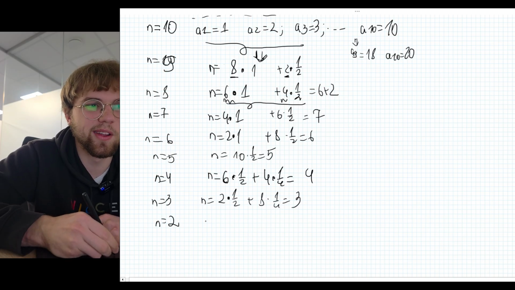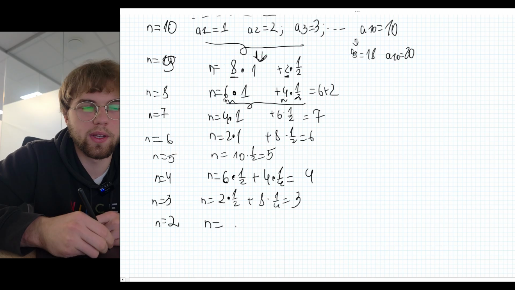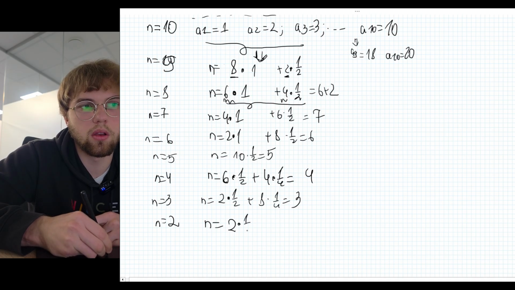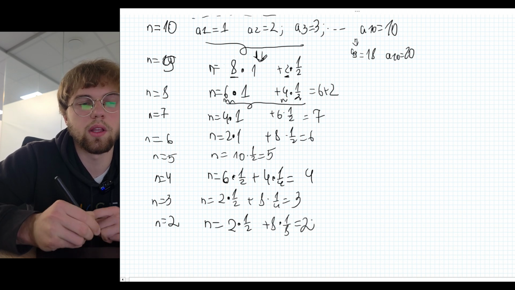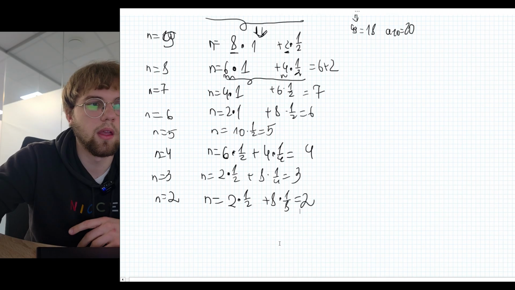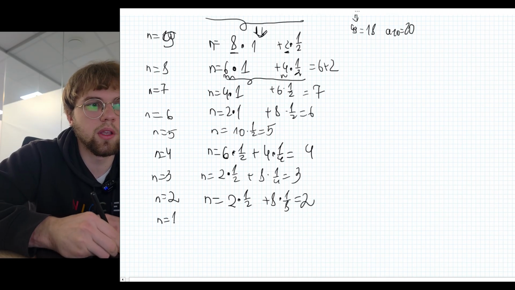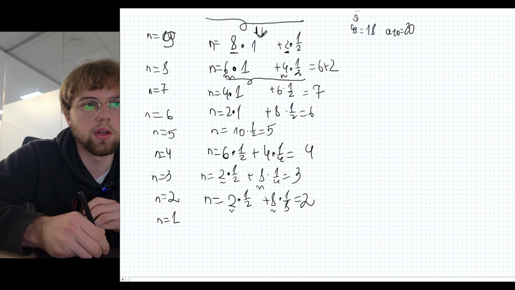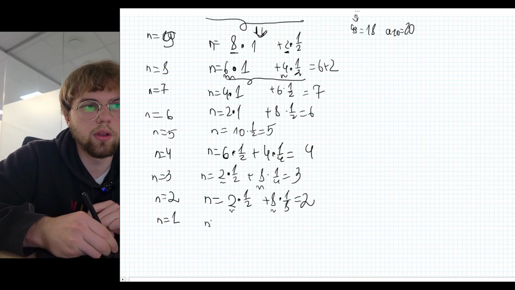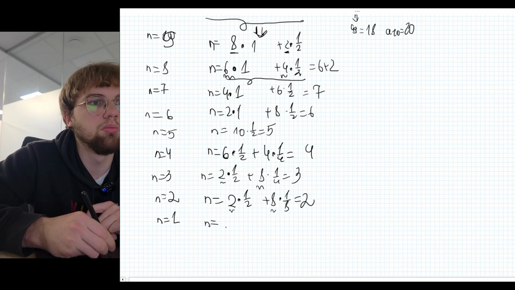n equals 2. What can we do? Yeah, we can do, for example, look, we can do this same thing: 2 times 1/2 plus 8 times 1/8. We'll get 2, right? And the only concern is that we always have to use 10 numbers, right? And for n equals 1, I think pretty much everything works.